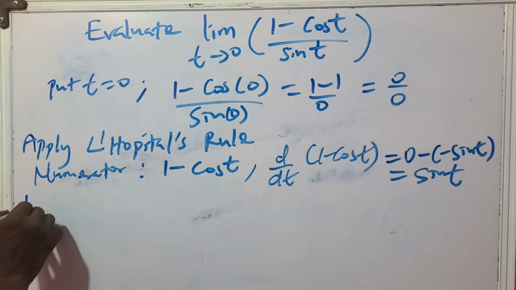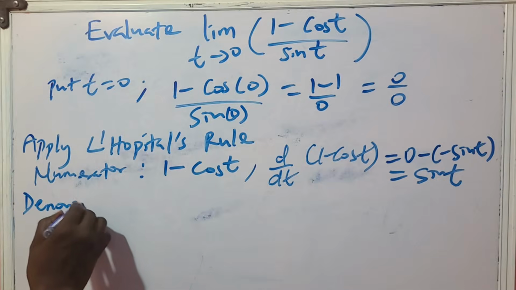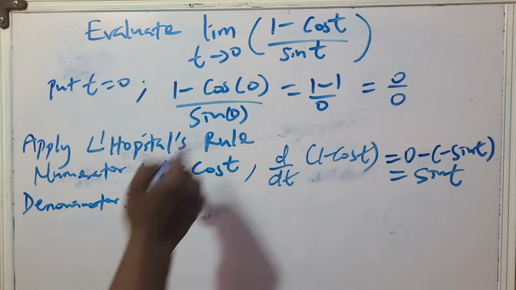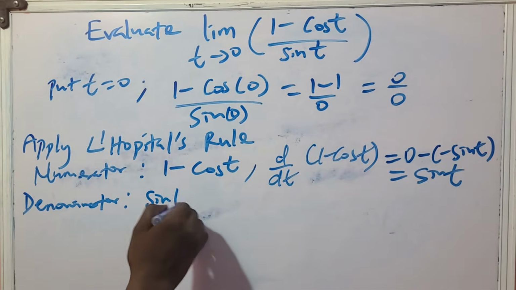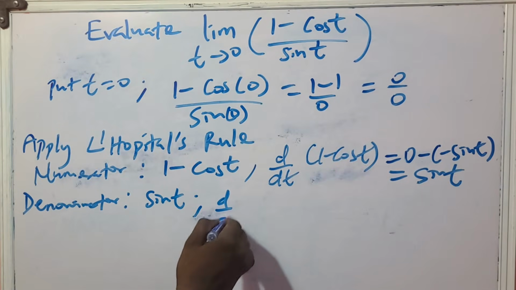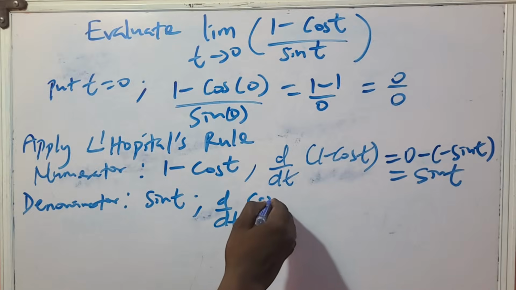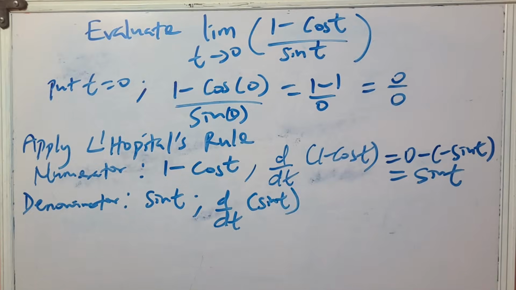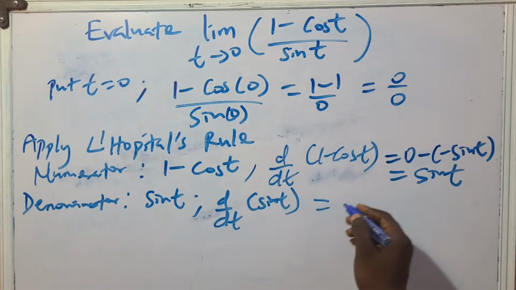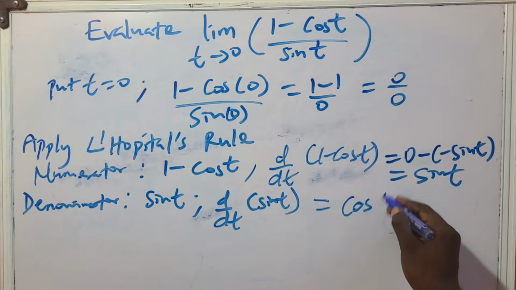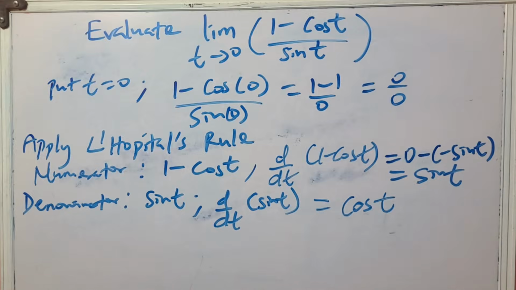Now the denominator, you want to differentiate the denominator. The denominator is sine t. So if you do d over dt of sine t, what do you get there? Differentiating sine t will give you cos t. These things are not things that you have to ask somebody to explain. These are identities you have to just note.